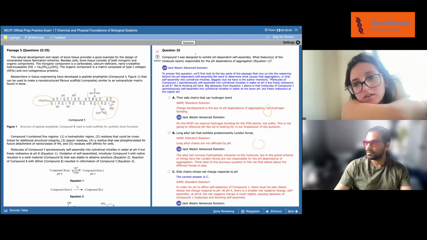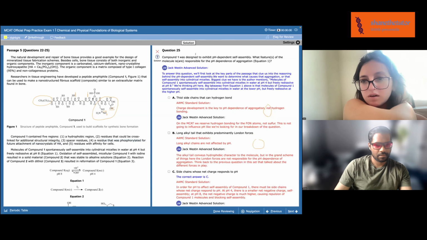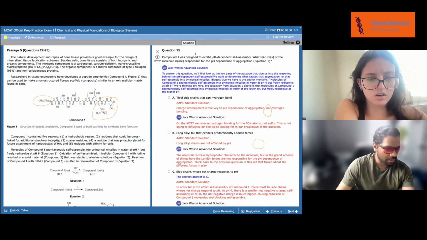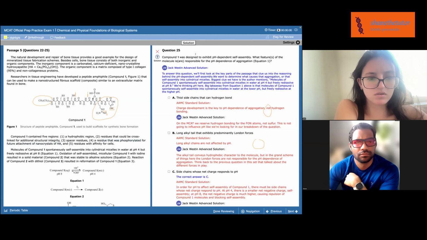Compound 1 is designed to exhibit pH-dependent self-assembly. Which feature of the molecules is responsible for the pH dependence of aggregation? The hydrophobic region.